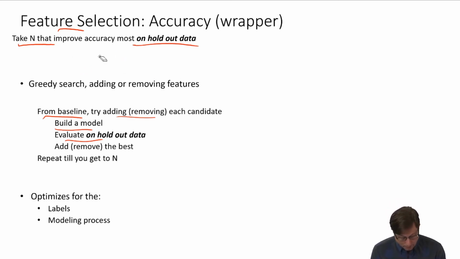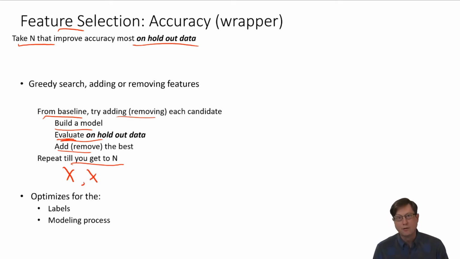Then after you've done that evaluation, you just add or remove the best feature according to what you're doing, and you repeat until you get to the number of features that you want to have. Now, this process optimizes not just for the labels, not just for the fact that the feature occurs a lot in your training data, but it also optimizes for the modeling process, which is what is my model able to take advantage of, and also, as we'll see, kind of the mutual information between the x's, x1 and x2.